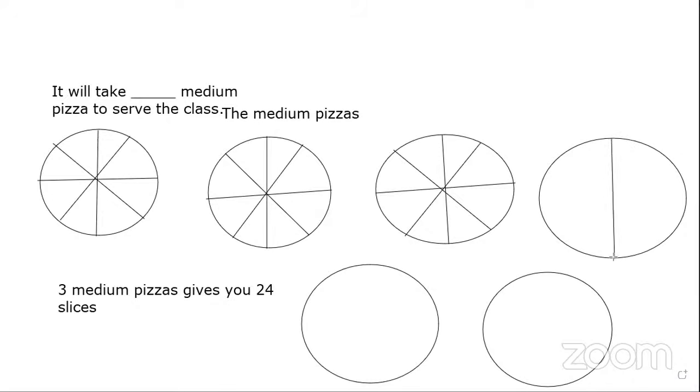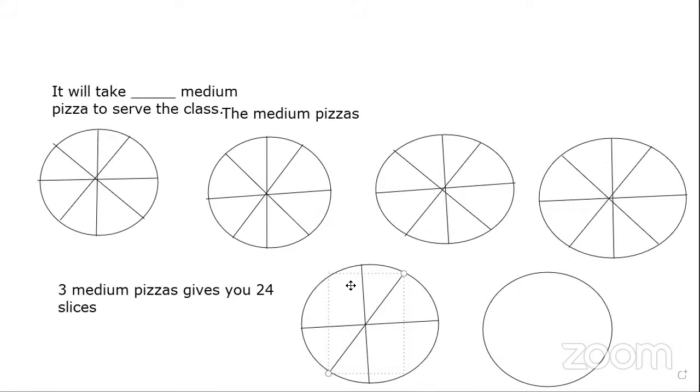slices now. 1, 2, 3, 4, 5, 6, 7, 8. 1, 2, 3, 4, 5, 6, 7, 8. 1, 2, 3, 4, 5, 6, 7, 8. I know 3 more.